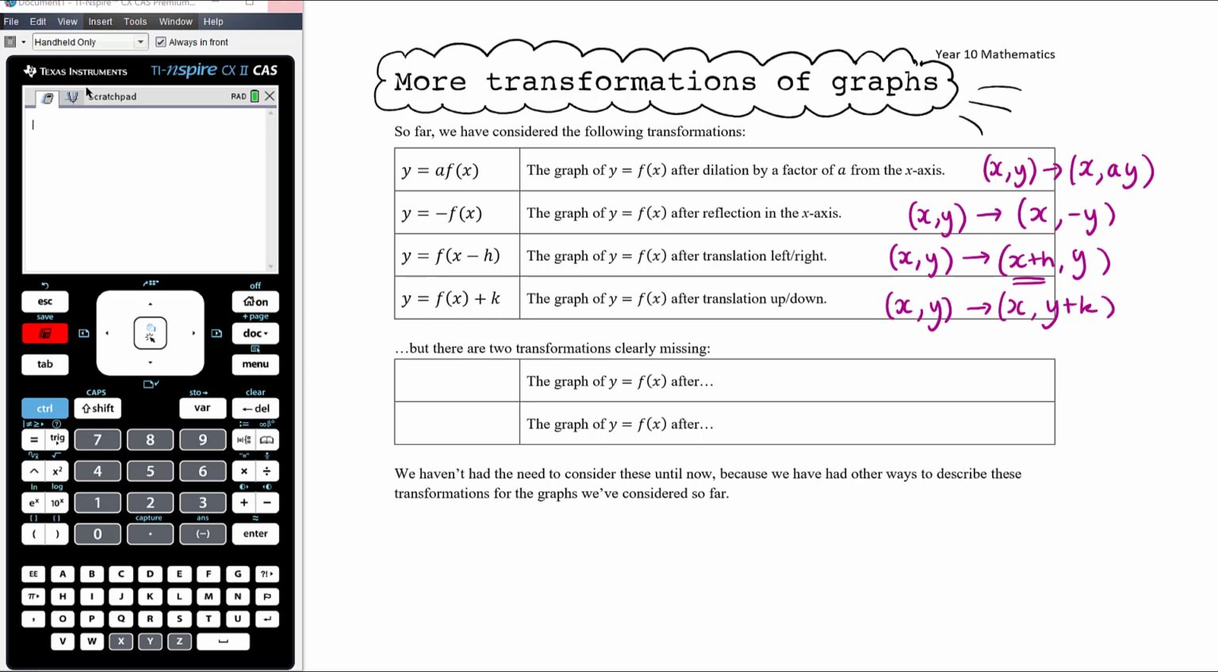Okay. Right, so we've got a clear sense of what's happening. Well, hopefully we've got a clear sense by now of what's happening with these four transformations. What we want to think about is that there's two that we haven't really thought about. So we've thought about what happens when we multiply the y values by a number.